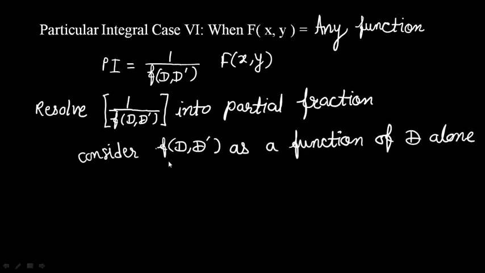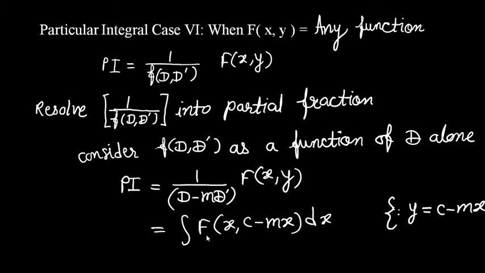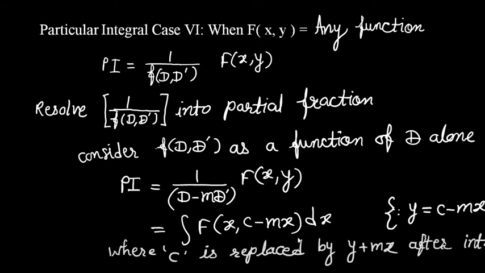Now consider this as a function of D alone. Now PI equals 1 upon one term of this, that means D minus mD dash, into function of xy. Now integrate the term here by substituting y equal to c minus mx, that means D equal to c and D dash equal to x. After integration, substitute the value of c. C means y plus mx, and which gives one value of PI.